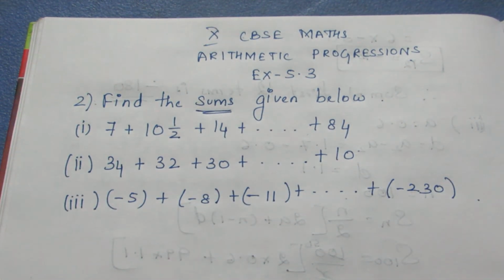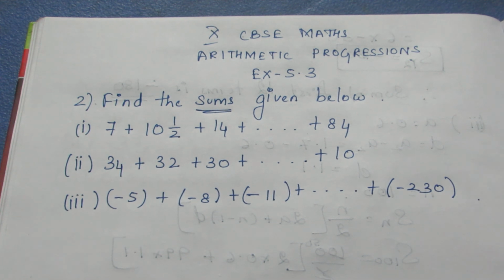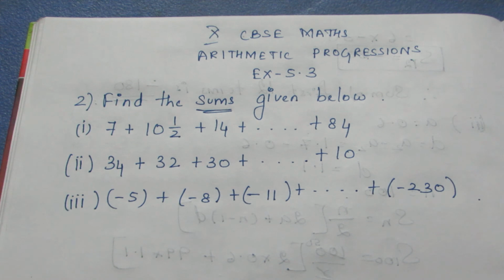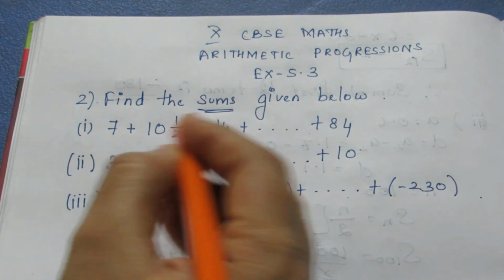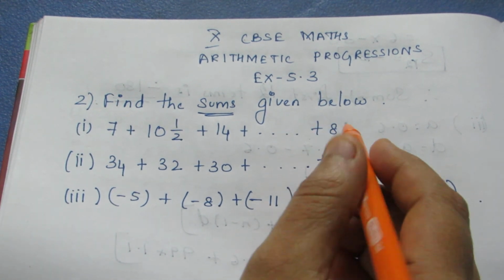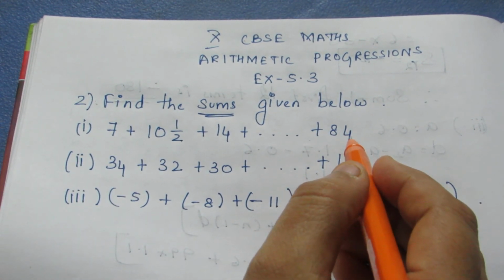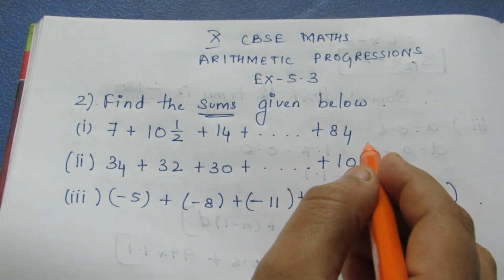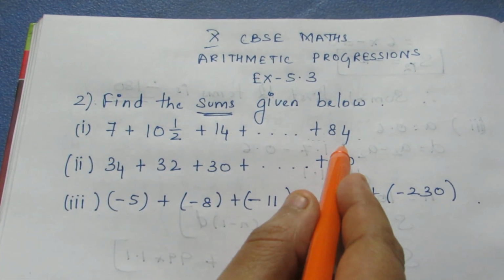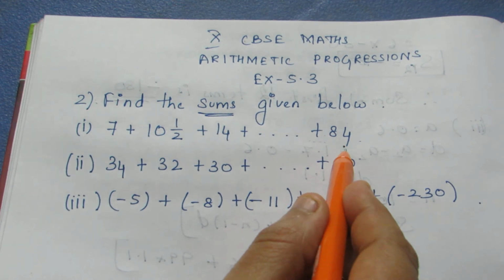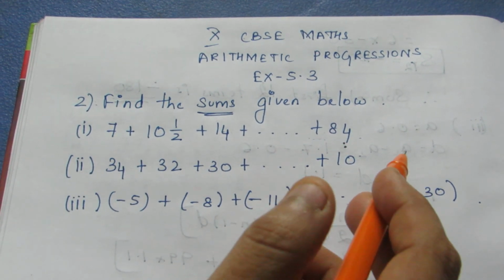Here in the first question it's given as 7 plus 10 1 by 2 plus 14 up to 84. So we know the first number, we can find d, and we also know the last number. So we can use the formula Sn equal to n by 2 into (a plus l). But here we don't know the number of terms. So we can't count the number of terms. n is not given.